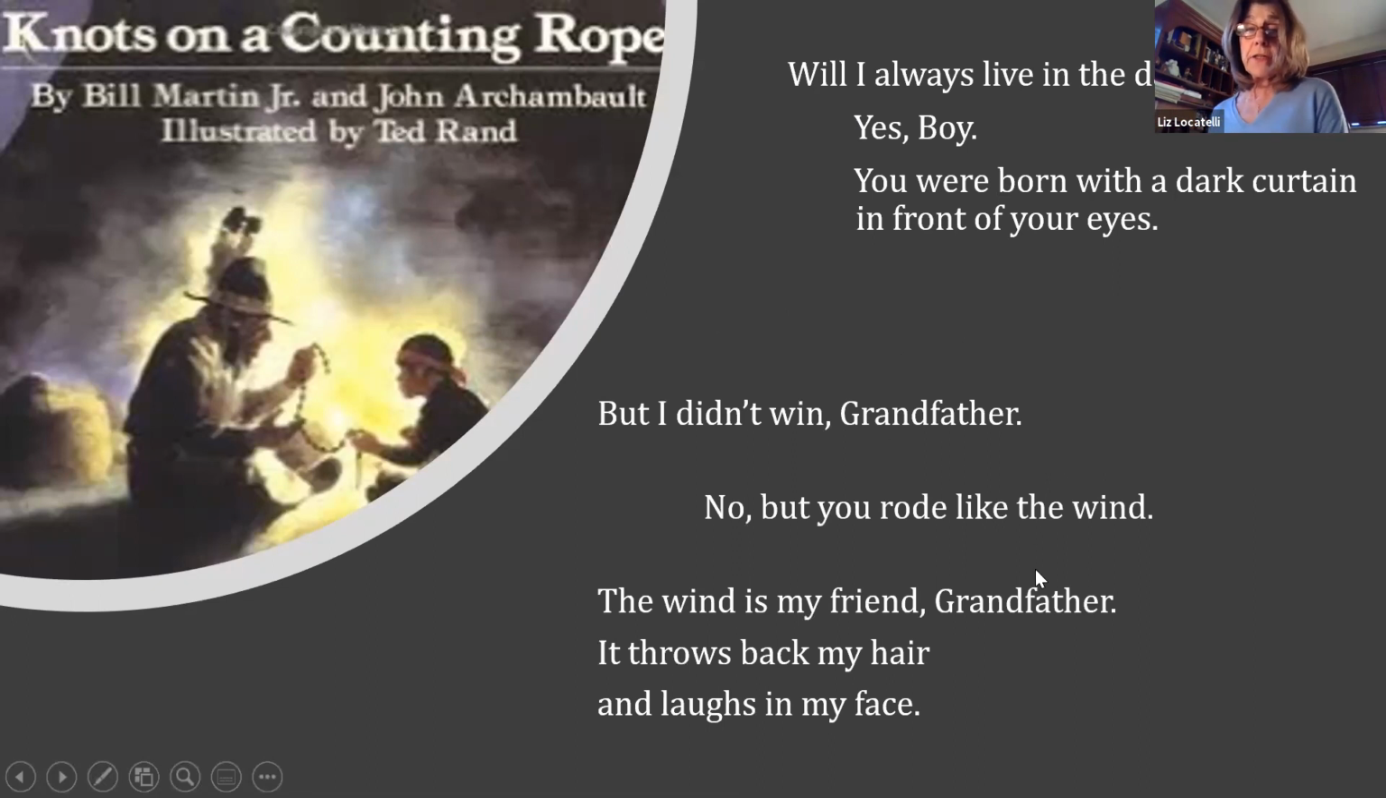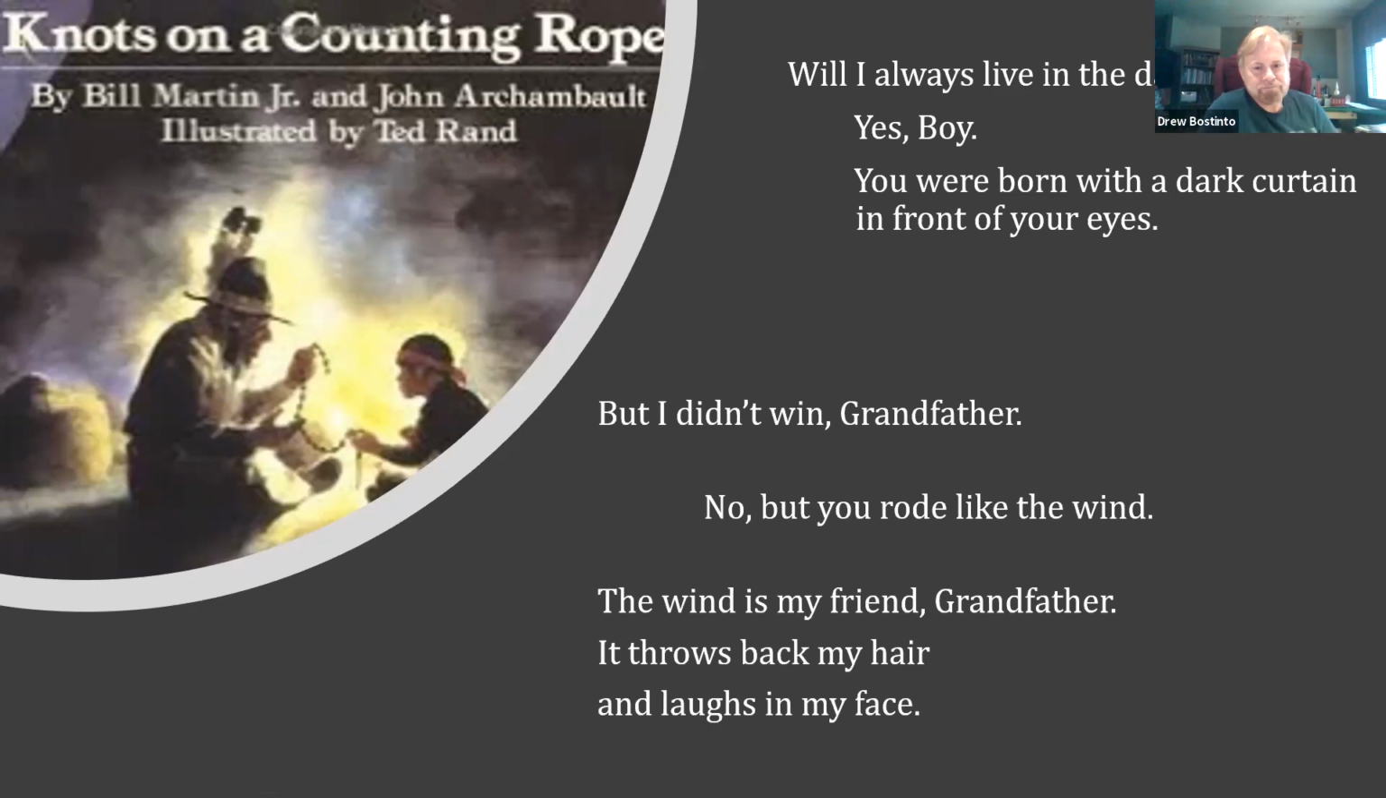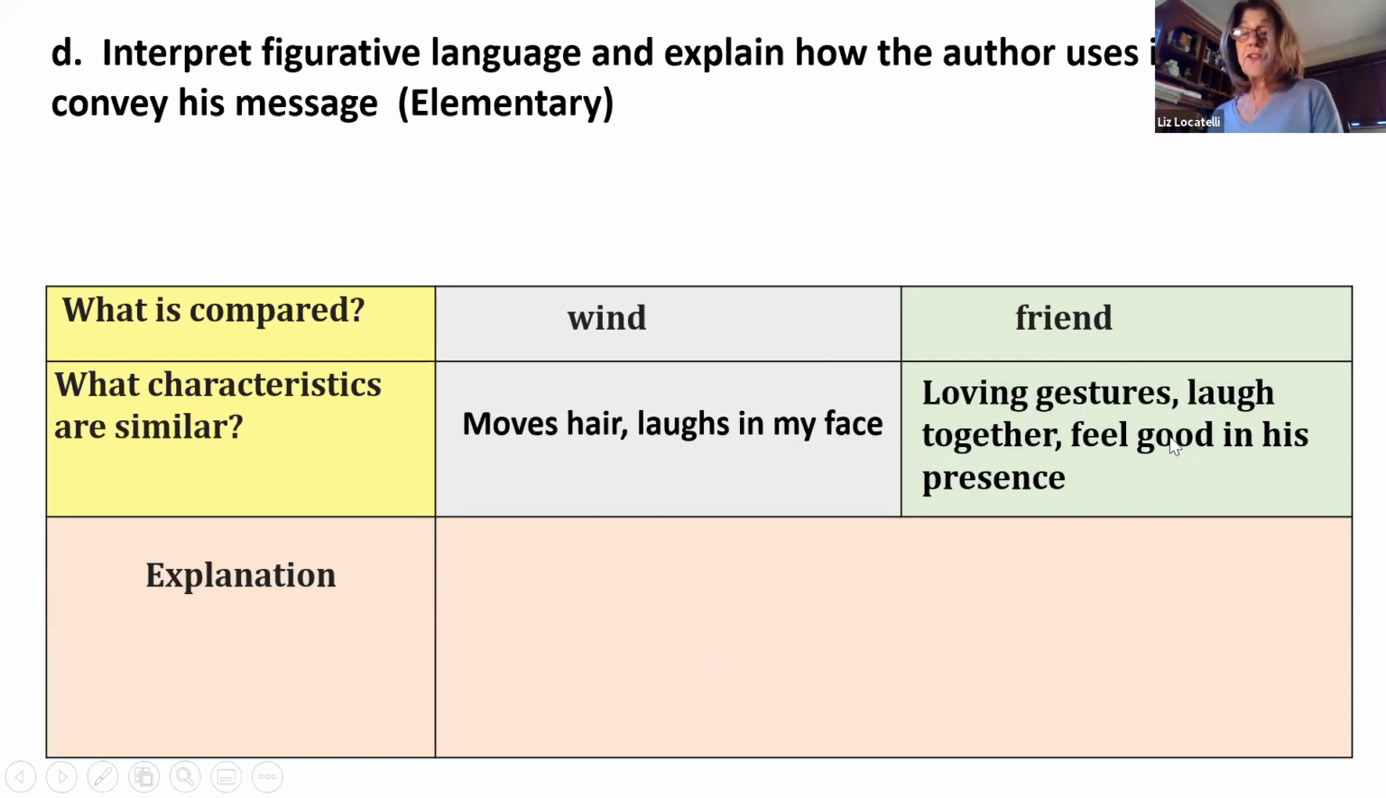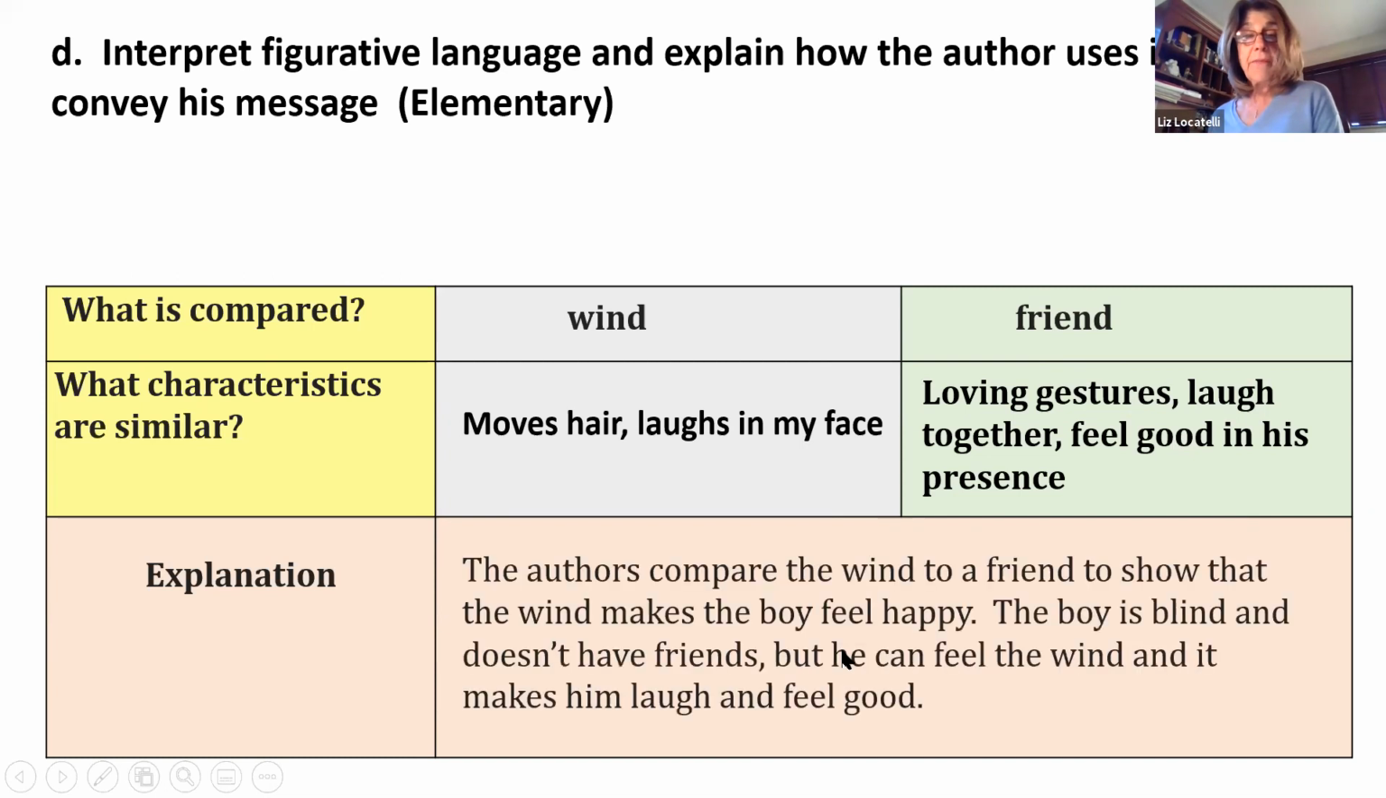So here's some text, and we see that this text has figurative language in it. So take a minute to read the text and then watch what happens with the chart. What is compared? The wind and his friend. What's similar? The wind moves and laughs in his face, and the loving gestures, they laugh together, they feel good. And here is your explanation. All right, so I just wanted you to see that you can do this at the elementary level as well as the high school level.